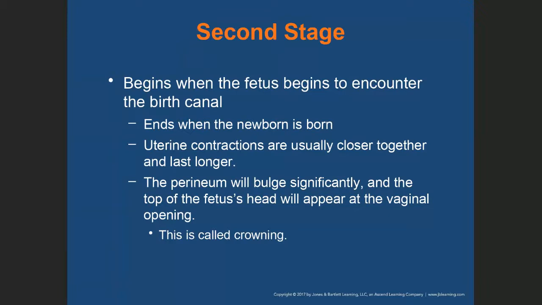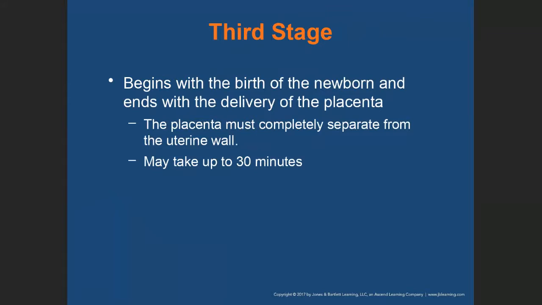Uterine contractions are usually closer together and they last longer. The perineum will bulge significantly and the top of the fetus head will appear at the vaginal opening. This is called crowning, and you have to support the perineum to prevent it from tearing. The third stage begins with the birth of the newborn and it ends with the delivery of the placenta.